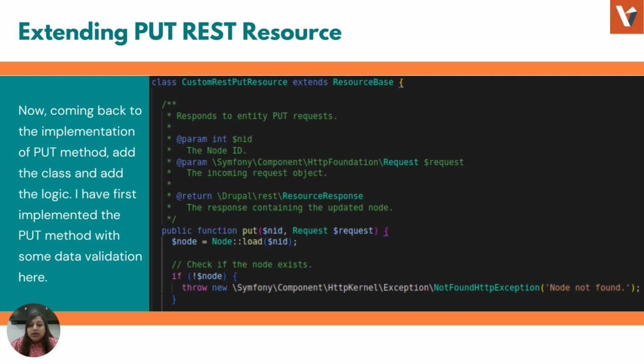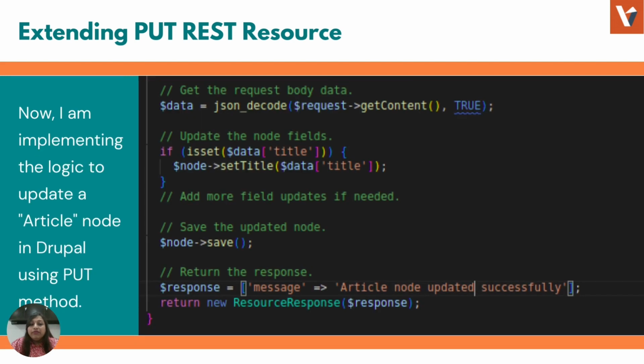Once my node is loaded, it will check if the node exists. If the node is not there, then it will throw an exception like node not found. If it is found, again, it will decode the JSON, whatever content I'm giving, in a data variable. Then it will check whether the title parameter is set in the data variable. If it is set, then it will update that particular title to the node title. It will set the node title as data title and it will save my node. Once it is saved, I can get the response as article node updated successfully.